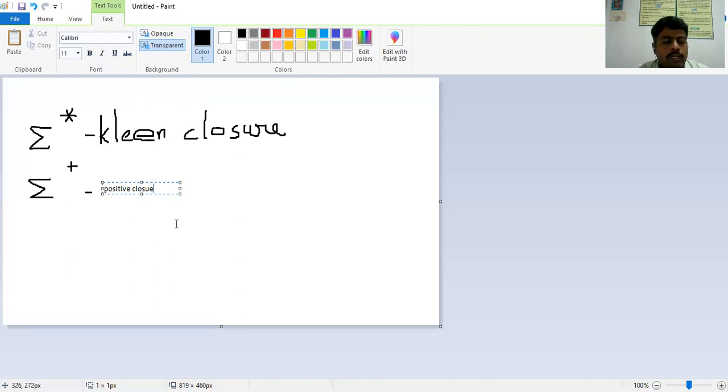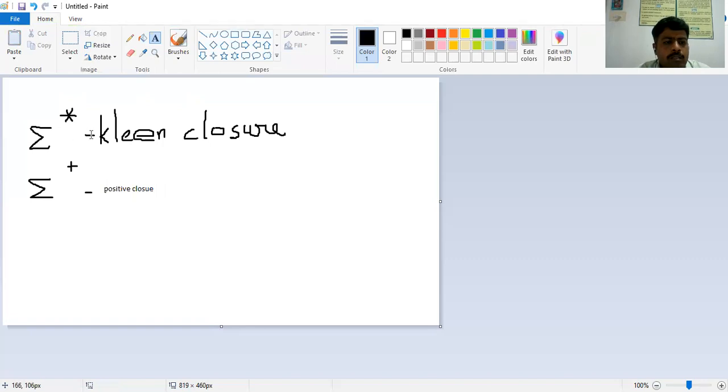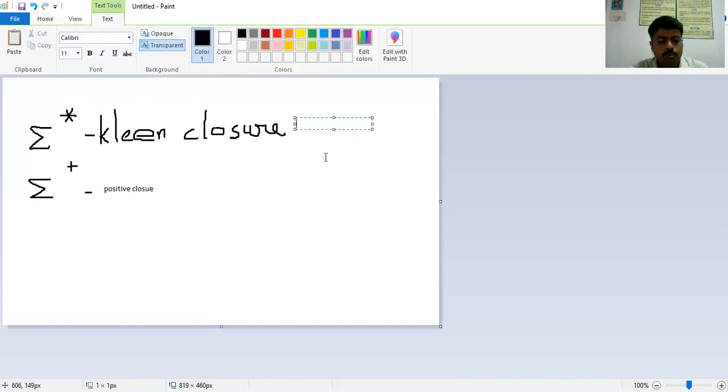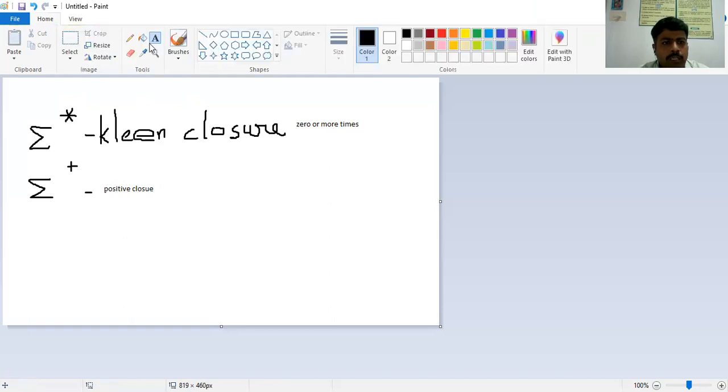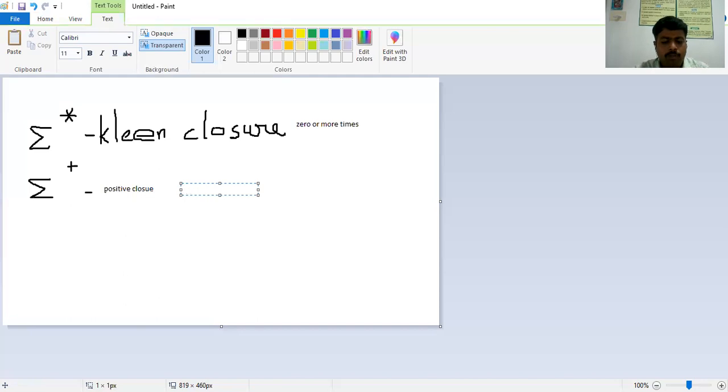Let us see the difference between Kleene closure and positive closure. Kleene closure is 0 or more times, while positive closure is 1 or more times. I will show one example for this Kleene closure as well as positive closure.